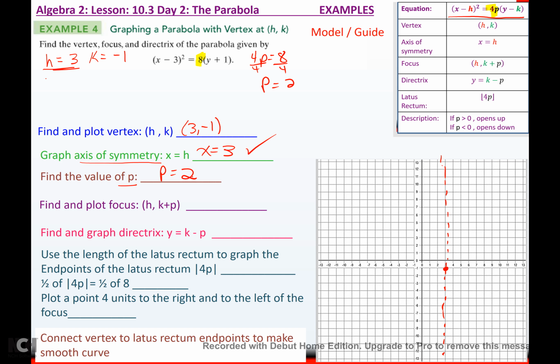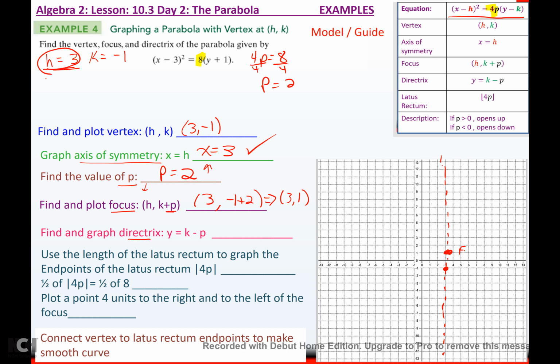Okay? Which then allows me to find the focus and the directrix, because 2 units up will give me the focus and 2 units down will give me the directrix. So for the focus, I keep the h coordinate, which is 3. But instead of keeping the k, I'm going to add my p to it. So if I add p to it, that becomes (3, 1). So if I graph that, there's my focus.